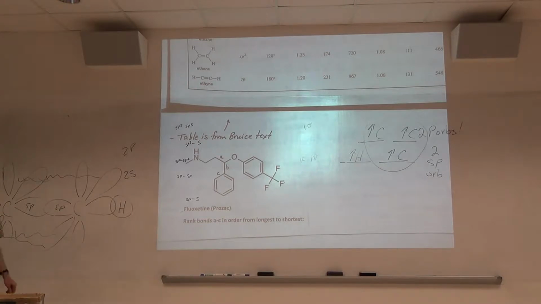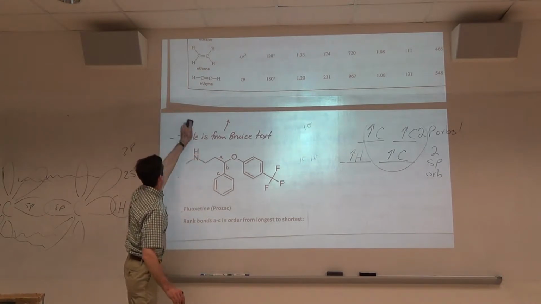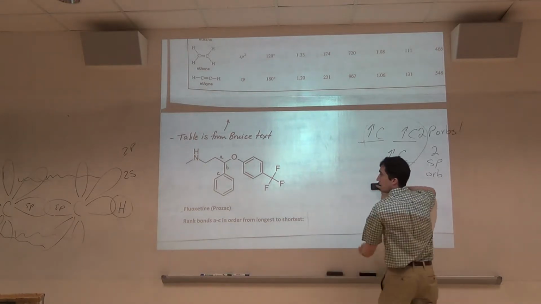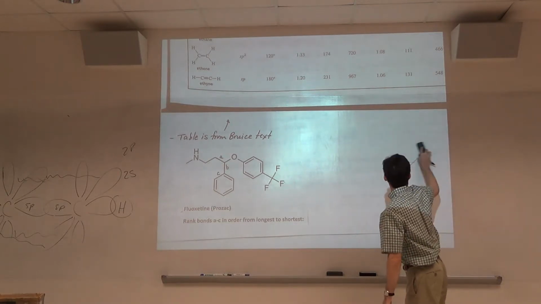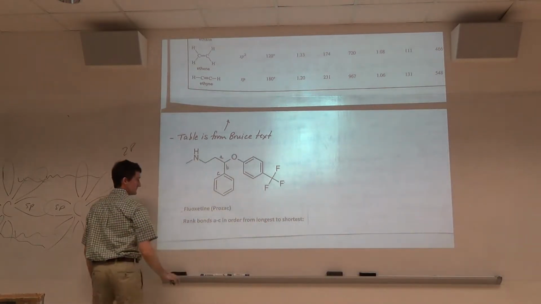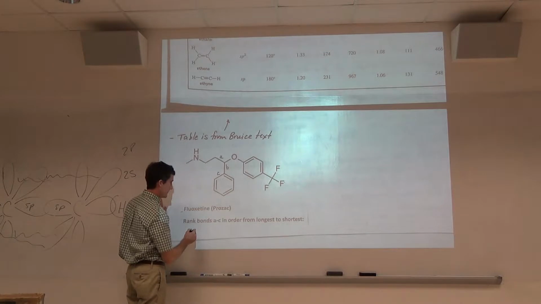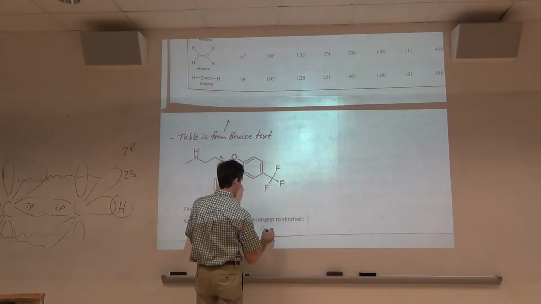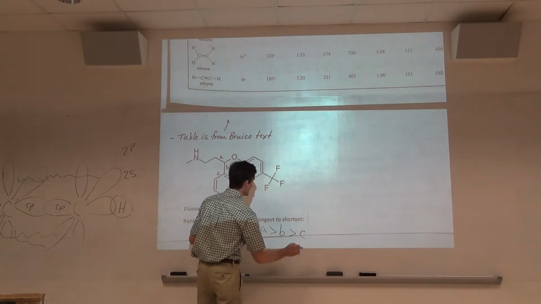Okay, there's a question down below. There's Prozac. Rank bonds A to C in order from longest to shortest. Which bond's longer, A, B, or C? Longest to shortest, so A is greater or longer than B, and that's greater or longer than C.